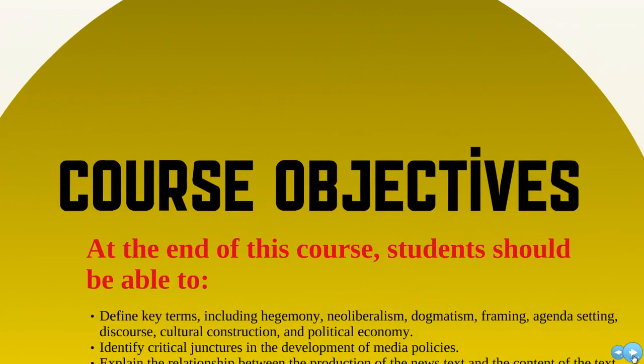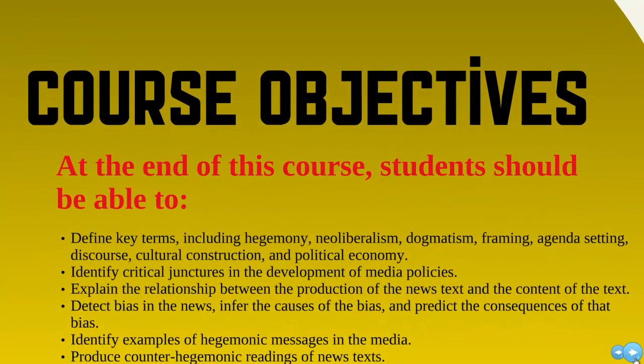The objectives of the course are that by the end, students should be able to define key terms including hegemony, neoliberalism, dogmatism, framing, agenda setting, discourse, cultural construction, and political economy, just to name a few. You should be able to identify critical junctures in the development of media policies and explain the relationship between the production of the news text and the content of that news text.